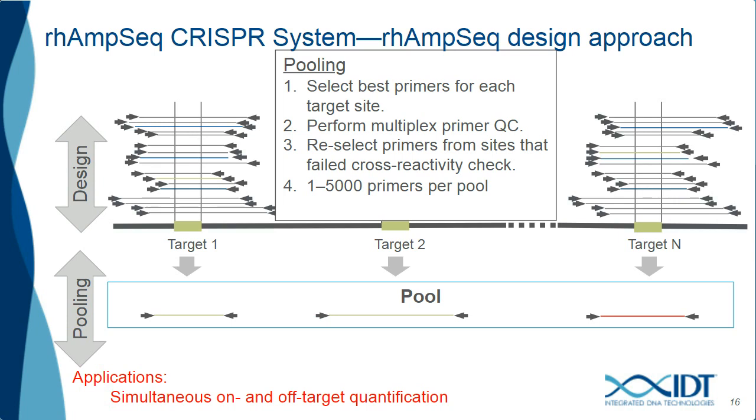Here you can see the exhaustively designed primers that are then QC'd for multiplex compatibility, and then a selection strategy takes place to attempt to maximize the number of primers in a single pool that are still of high quality. It's possible to get up to 5,000 primers into a single pooled reaction during this process.